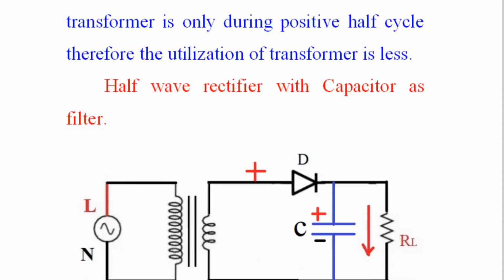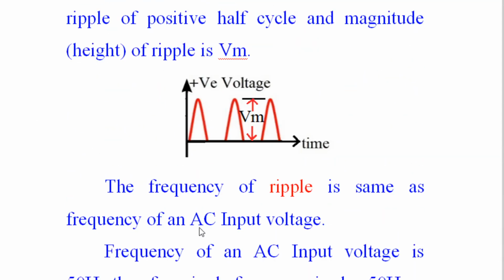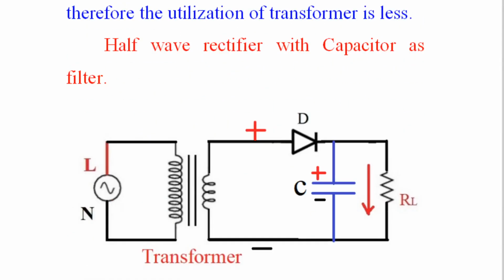So now what we'll do here is half-wave rectifier with capacitor as a filter. Now we'll try to remove the ripple. This ripple height is Vm, and we will connect the capacitor. So here, half-wave rectifier with capacitor as a filter. The circuit is the same: live, neutral, primary, secondary, diode. Only after the diode there is a capacitor C. And RL is again there.